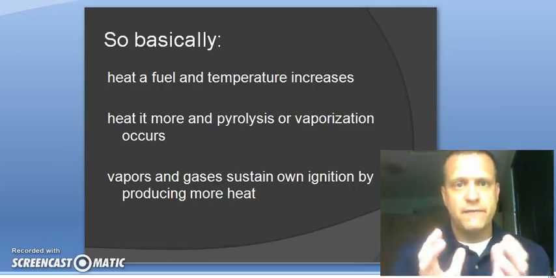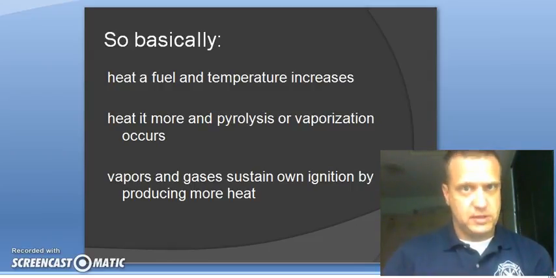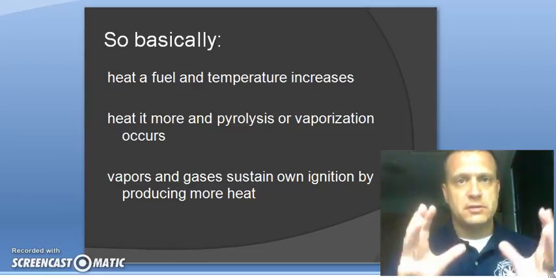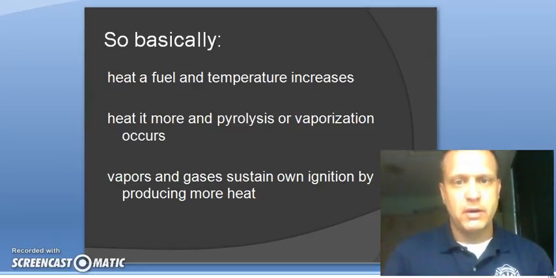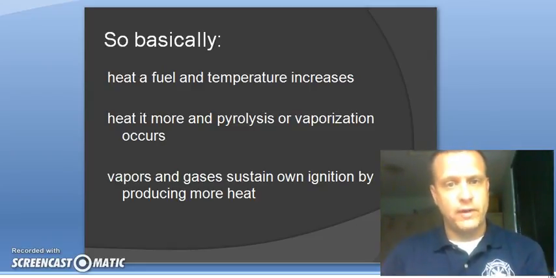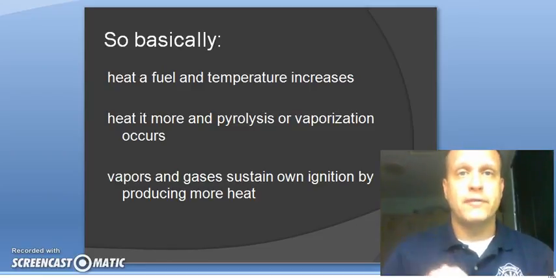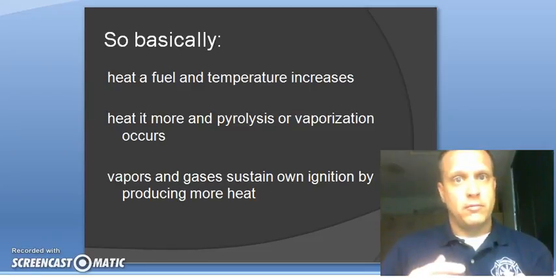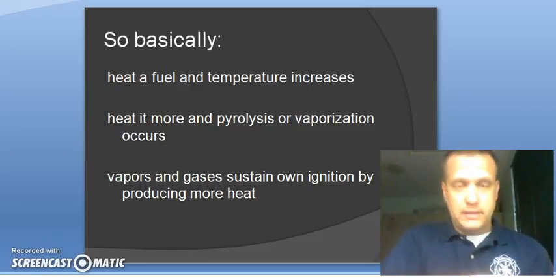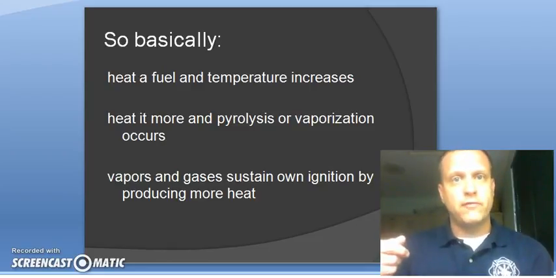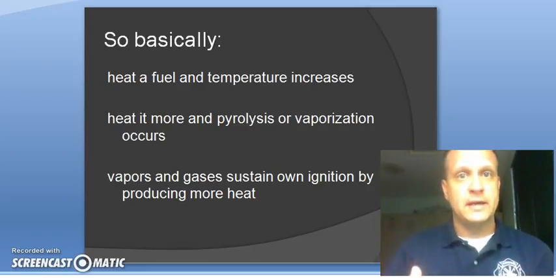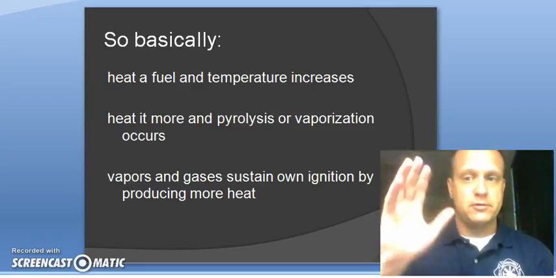So if you take a fuel, you heat it up, the temperature will increase. That's the intensity. You heat it more, it begins to break down chemically, begins to decompose through the process of pyrolysis or vaporization. If you have enough gases and vapors coming off, they will sustain their own ignition, which means you can light the paper. If they give off enough gases and vapors, you can pull the lighter away and the paper will continue to burn. It produces more heat, it puts out more energy, the BTUs begin to go up.